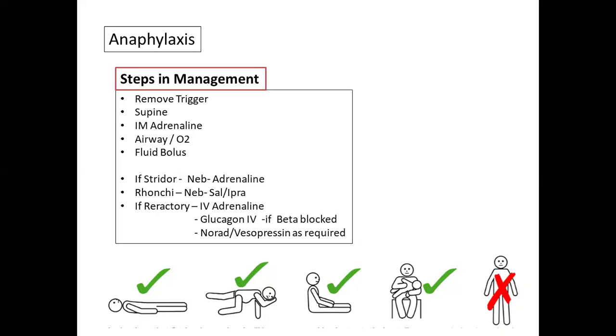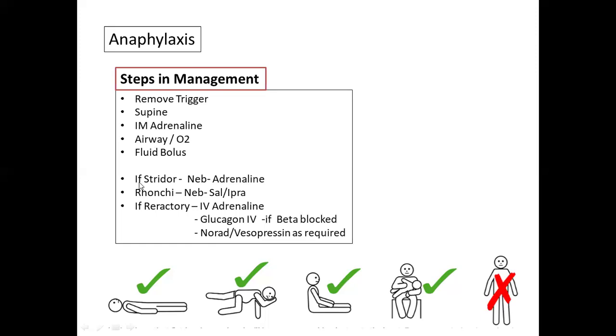So what are the steps in the management of anaphylaxis? First step is remove the trigger. If there is some drug-induced anaphylaxis in the ward, you should stop the drug. And second thing, keep the patient supine, not seated. The third thing is give IM adrenaline to the anterolateral thigh. That is the route of choice. And after that, open the airway, give oxygen, IV cannula, and fluid bolusing.